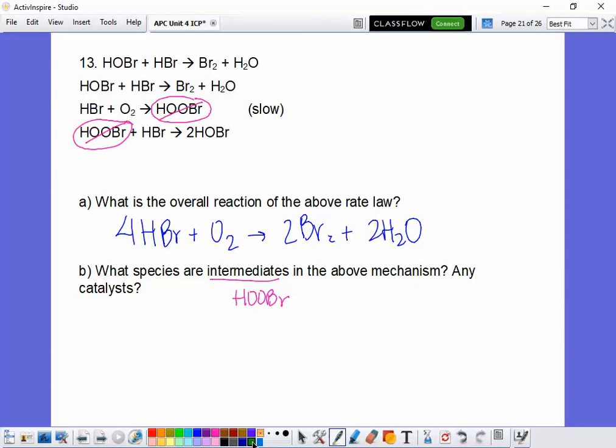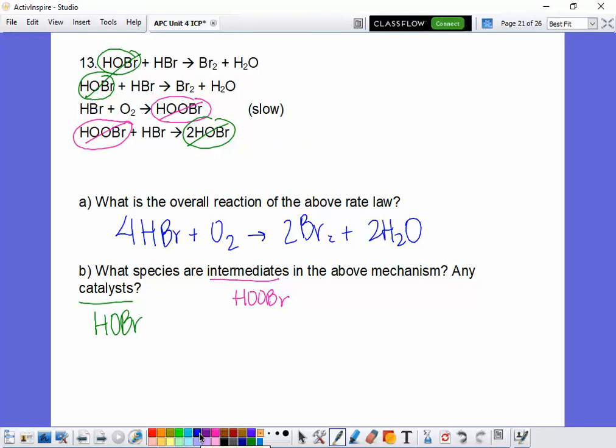So you canceled it out when you were adding up to get to the overall equation, right? Did we have any catalysts? Yes, what? HOBR, because we used it in the first two steps and then we got them back out in the last step. Okay, so they canceled out as well. And everything else wasn't the same on both sides, so it doesn't cancel out. Cool? All right.